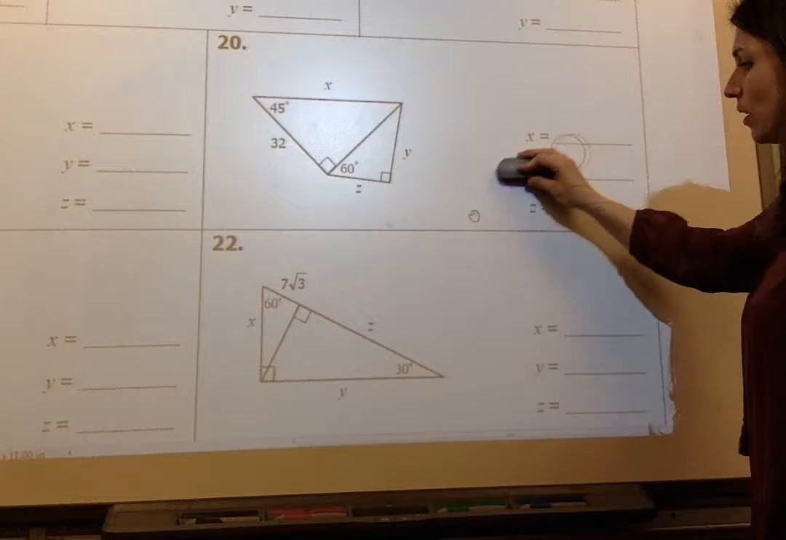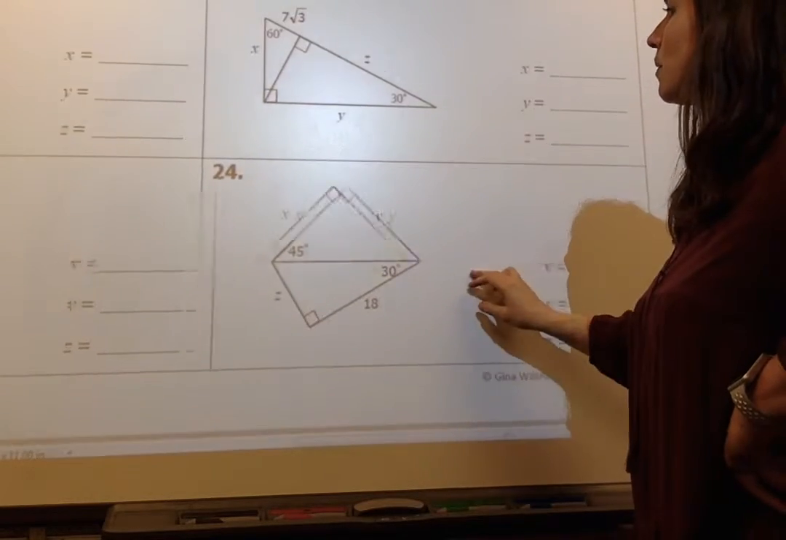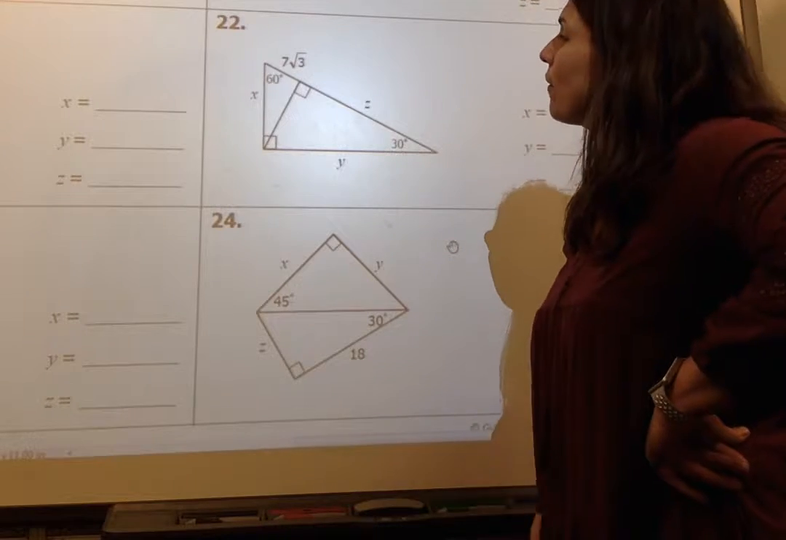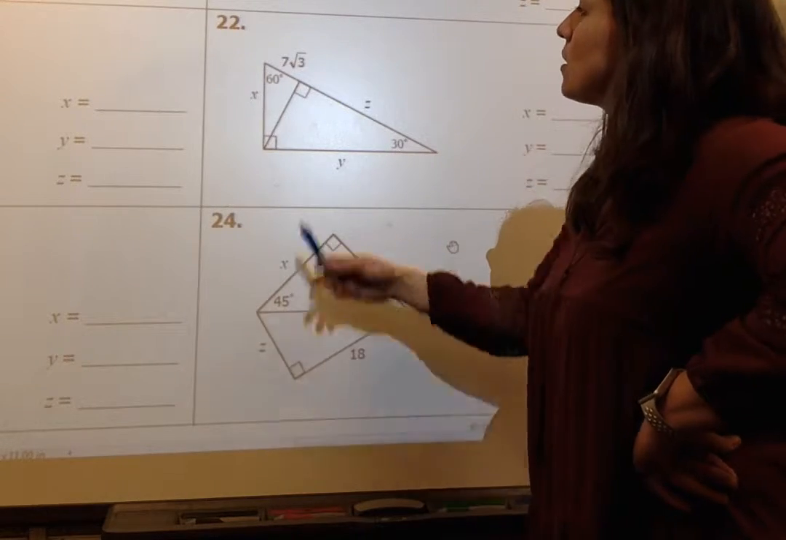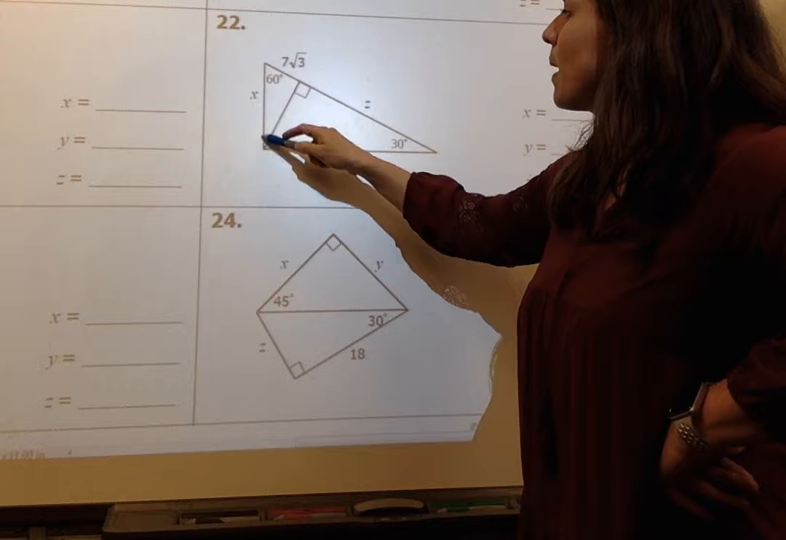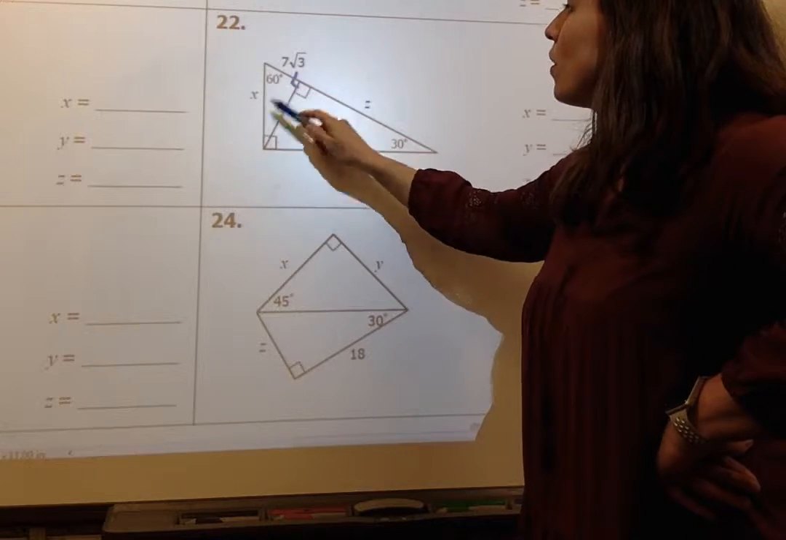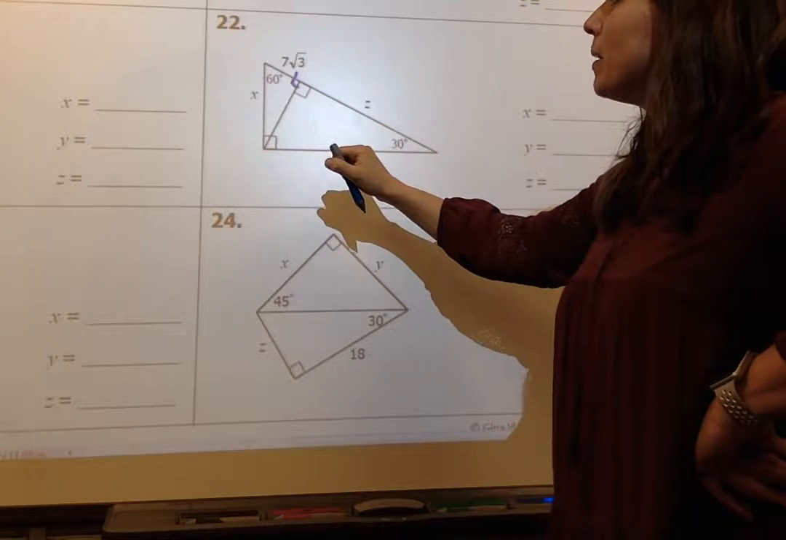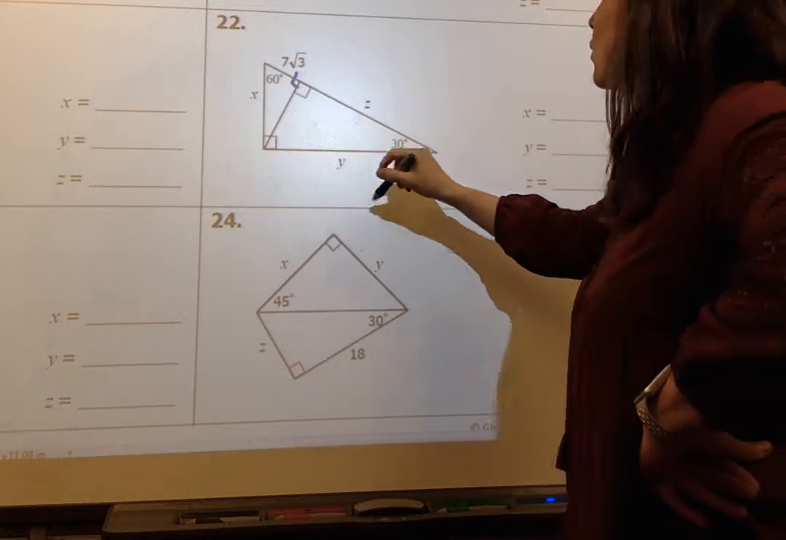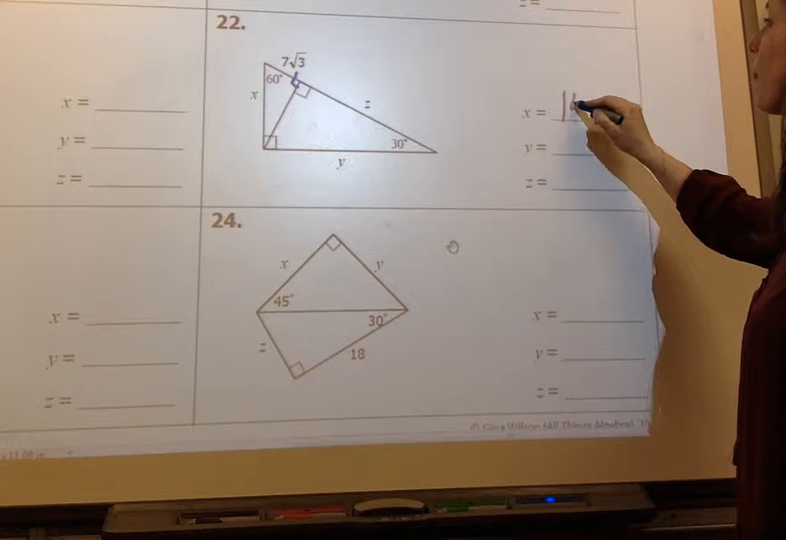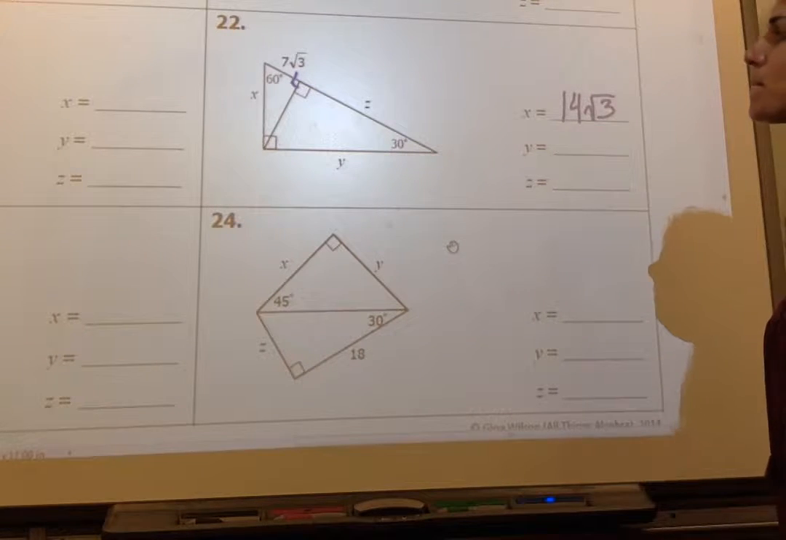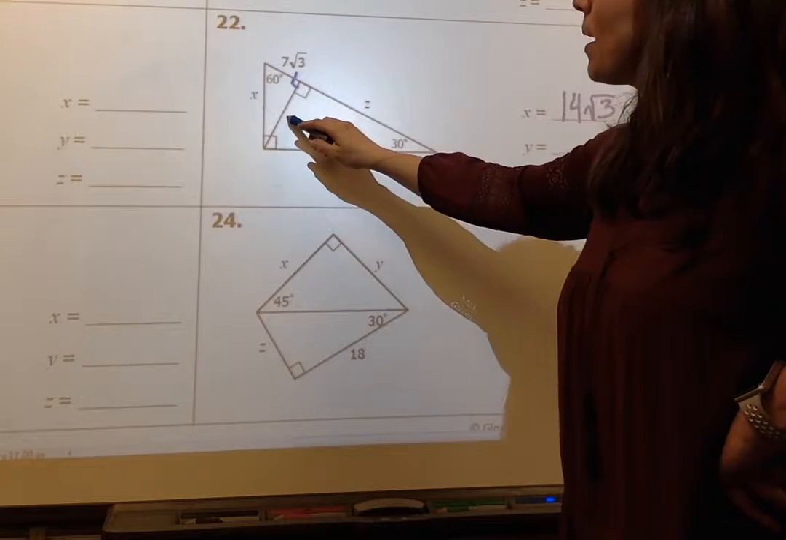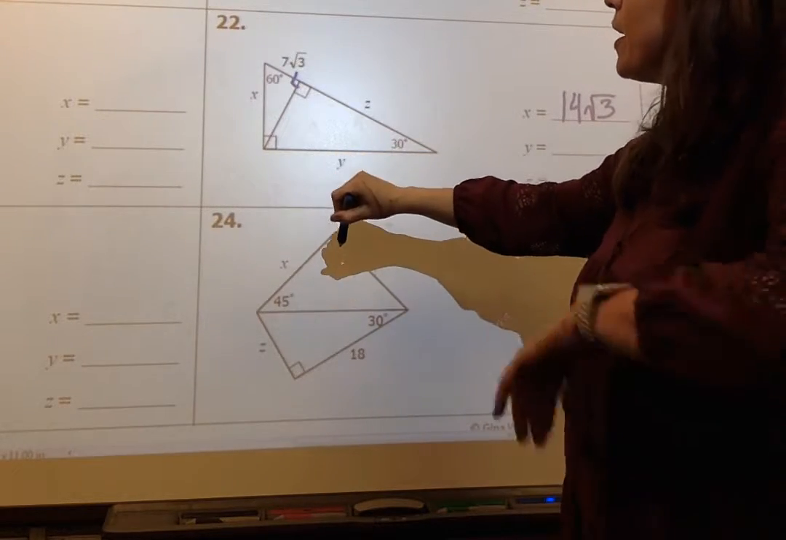All right, let's take a look at number 22. Over here, I've got two 30-60-90s. This is my small length. This is my hypotenuse. So my x is going to be, I'm multiplying it by 2, so it's going to be 14 square root of 3 for x. And then my medium length, I'm going to multiply by square root of 3.